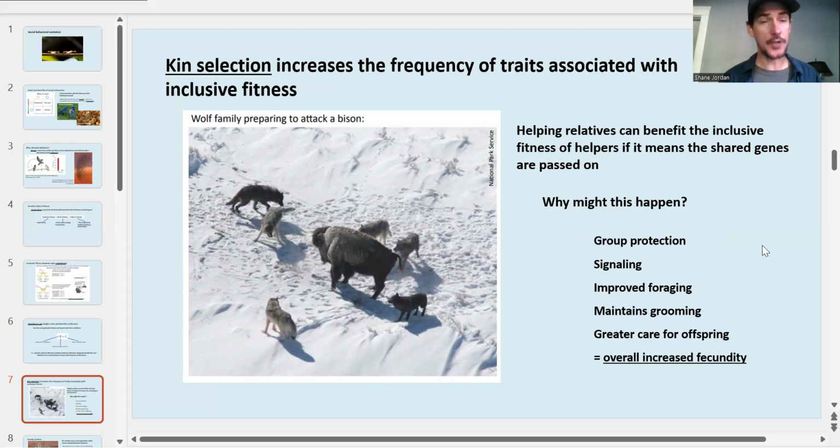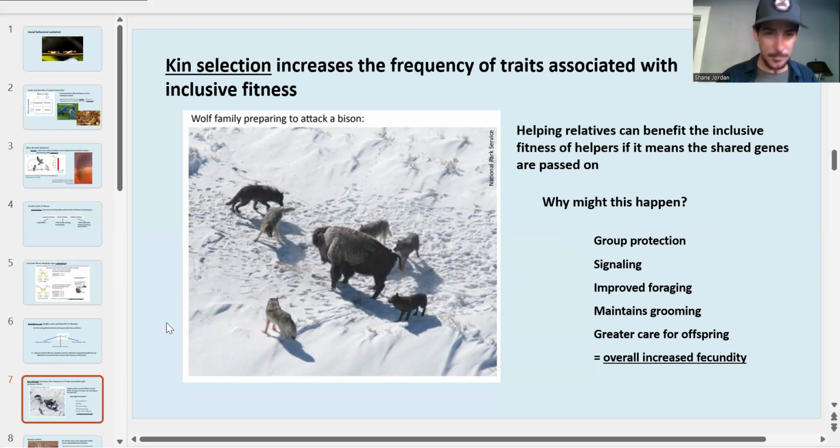And this leads to this concept of something we call kin selection, which is just a very special kind of natural selection, where actions that individuals who are closely related are performing that might benefit some of their family members are going to be favored under natural selection. We might call this behavior altruism. And kin selection really does increase the frequency of traits that are associated with this thing called inclusive fitness.